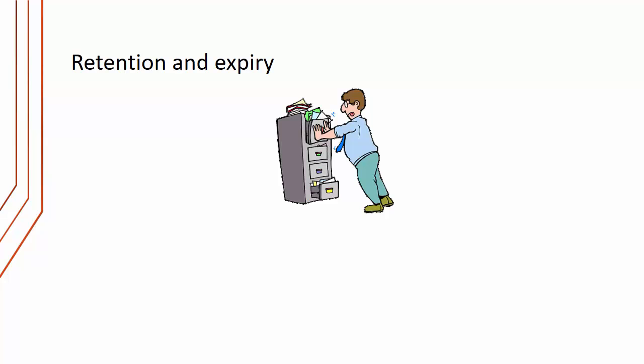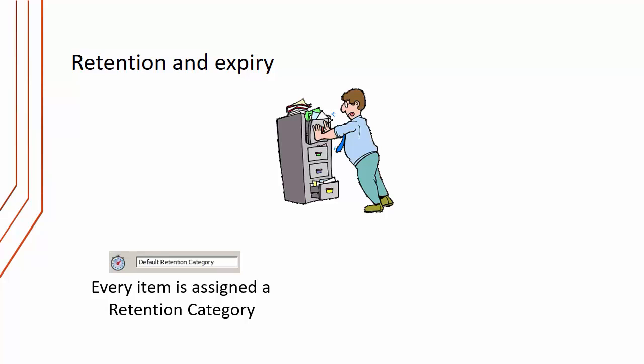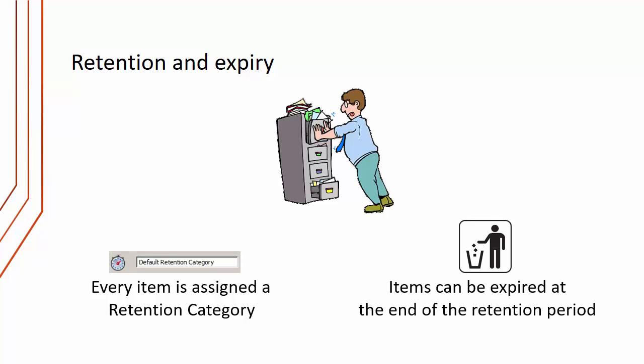Every single item that's archived within Enterprise Vault is assigned a retention category. This is the theoretical amount of time that we're going to keep that item for. And if the administrator also enables something called expiry, then the items can be expired at the end of that retention period. So if we assign an item to a retention category of 5 years and expiry is on, then at the end of that 5-year period, that email would be deleted from Enterprise Vault.